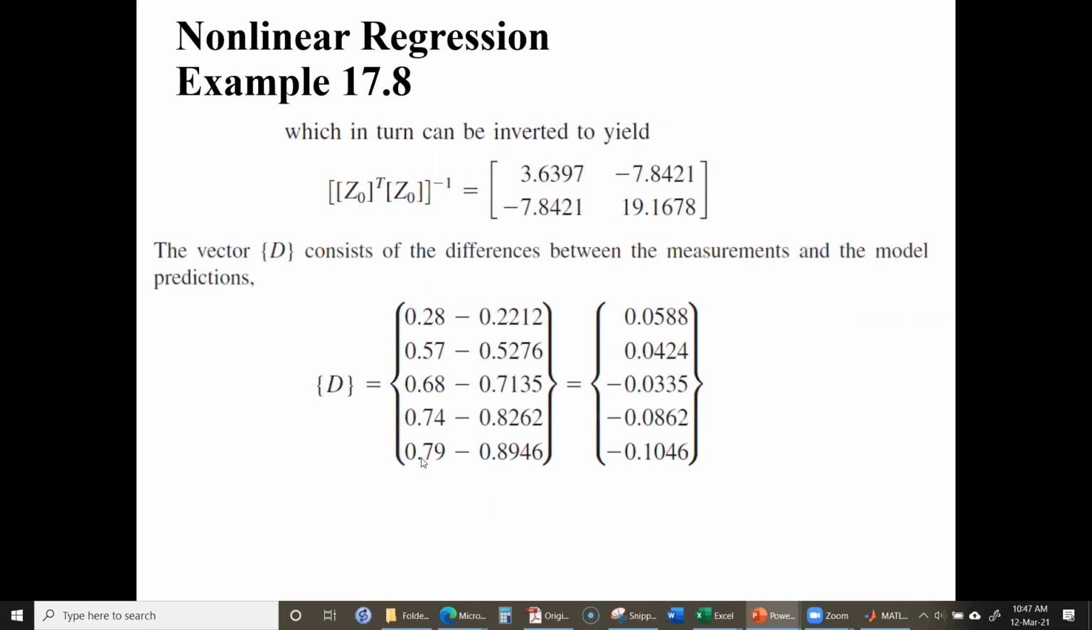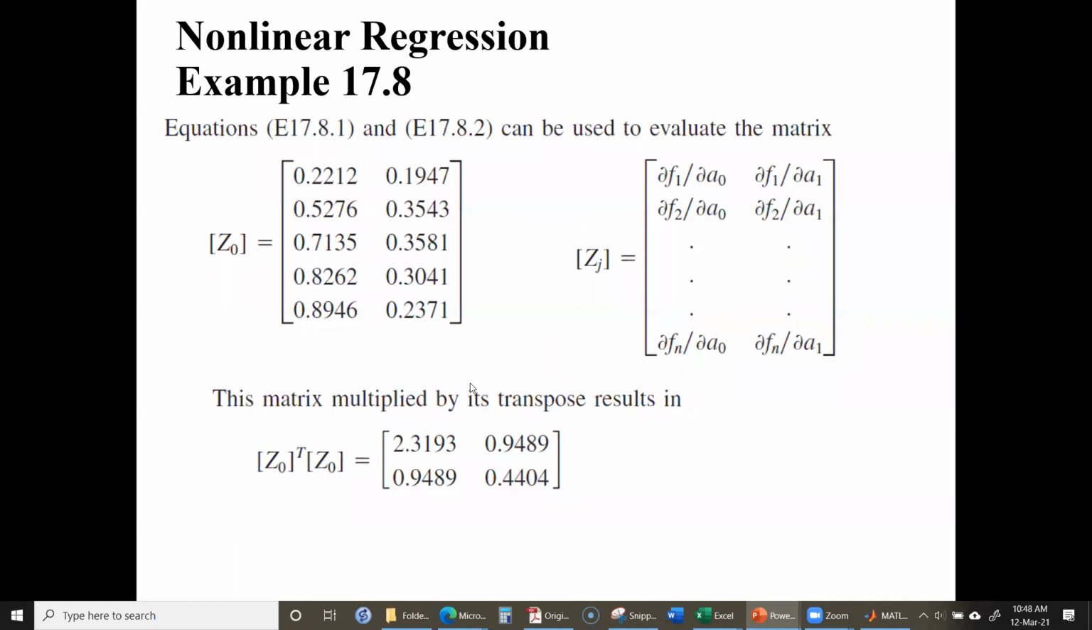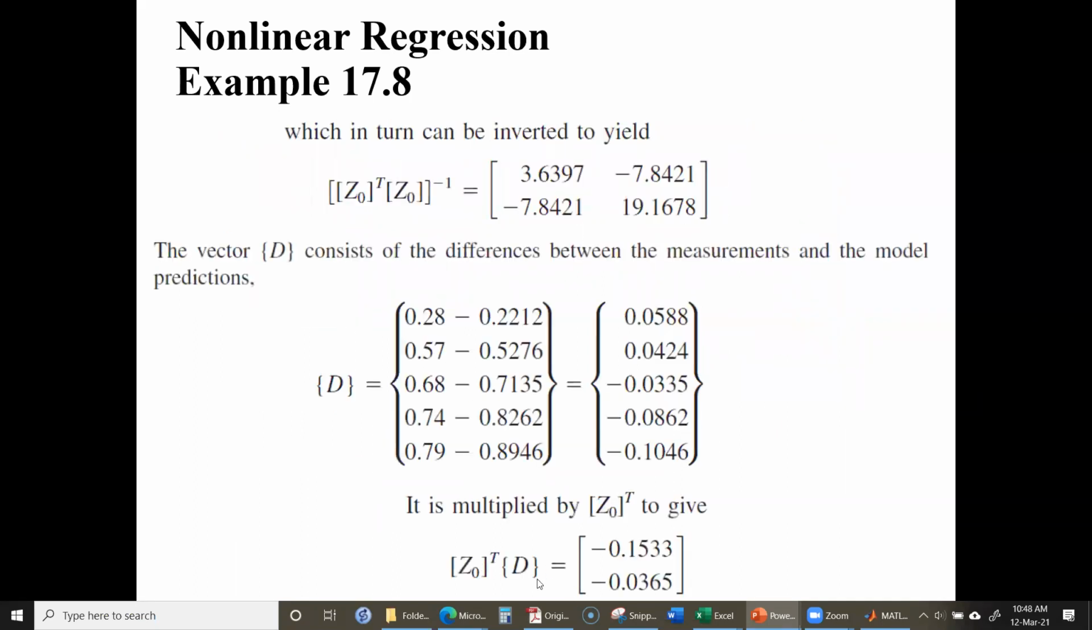We will subtract the predicted values from the original given values. These are the predicted values when we have A0 equal to 1 and A1 equal to 1, so we will find this matrix over here. After this, we will need to multiply the transpose of this Z naught matrix, the same Z naught matrix, with the D matrix. And then we will get this one.